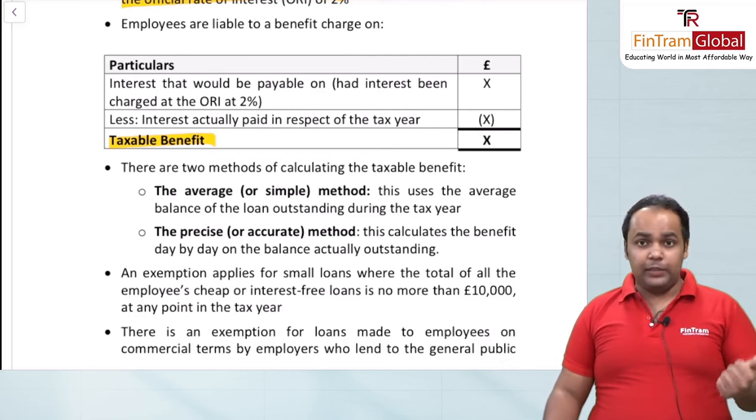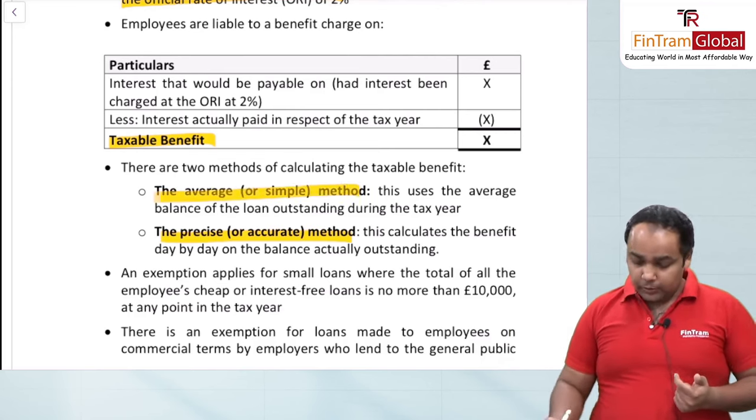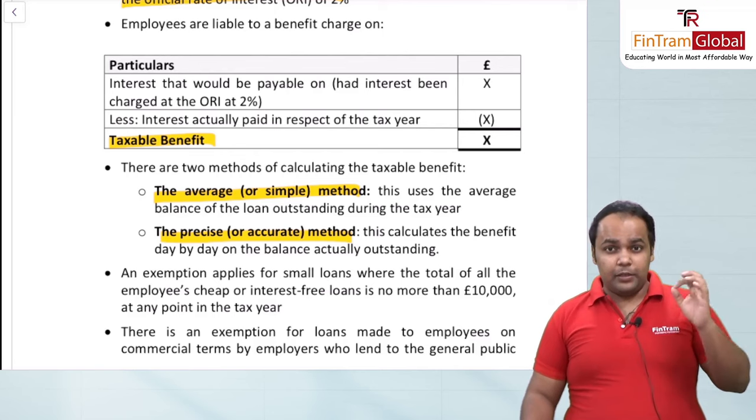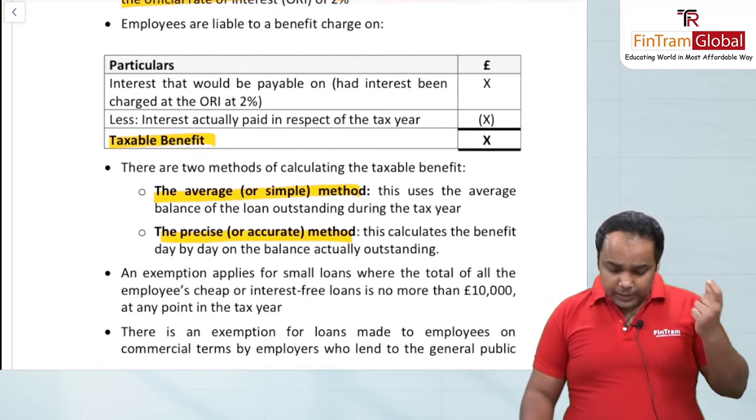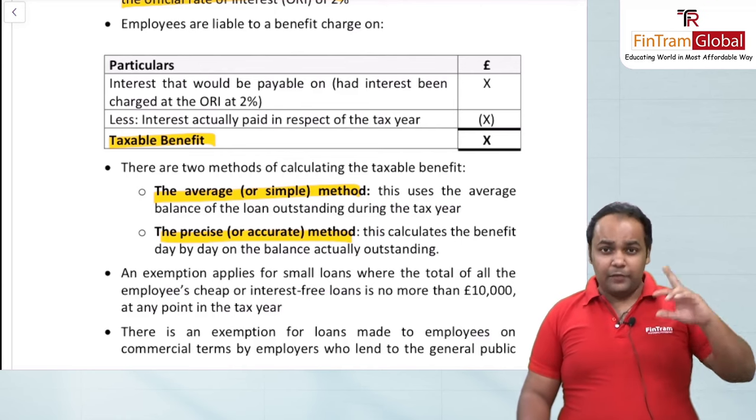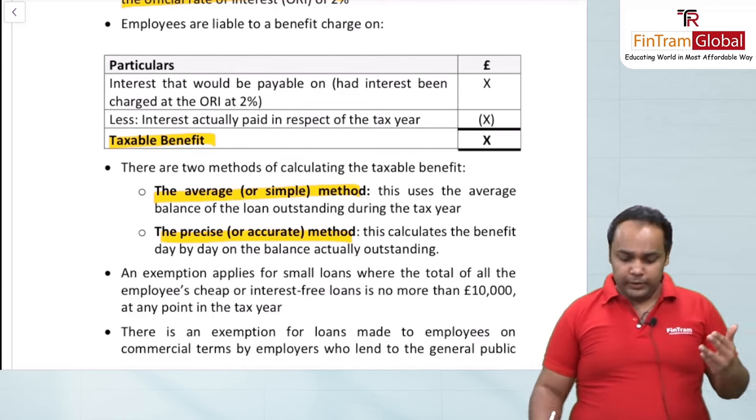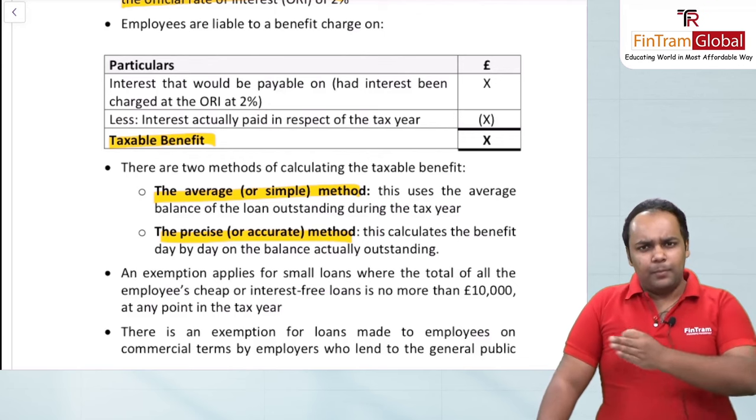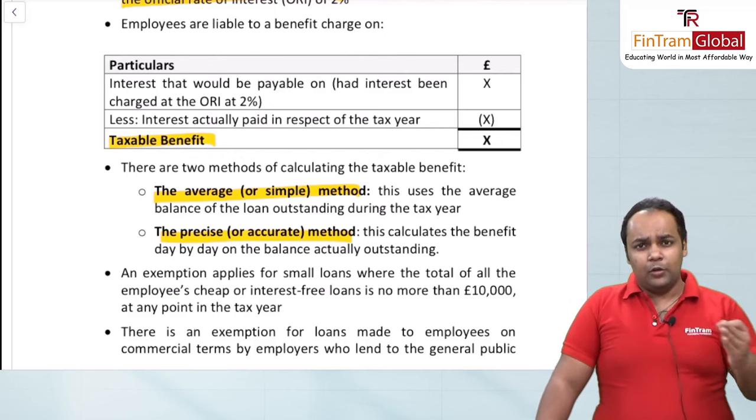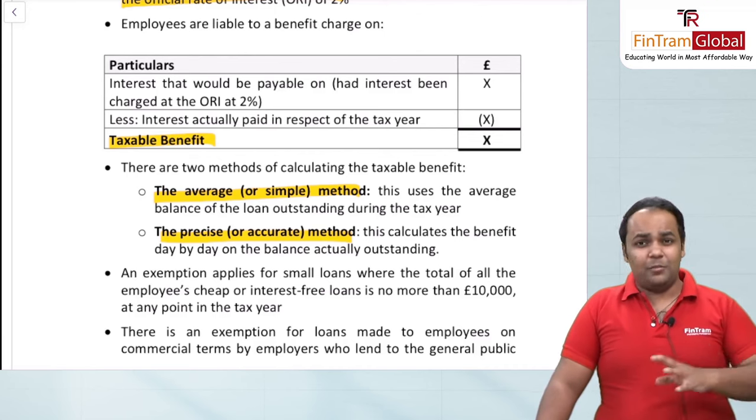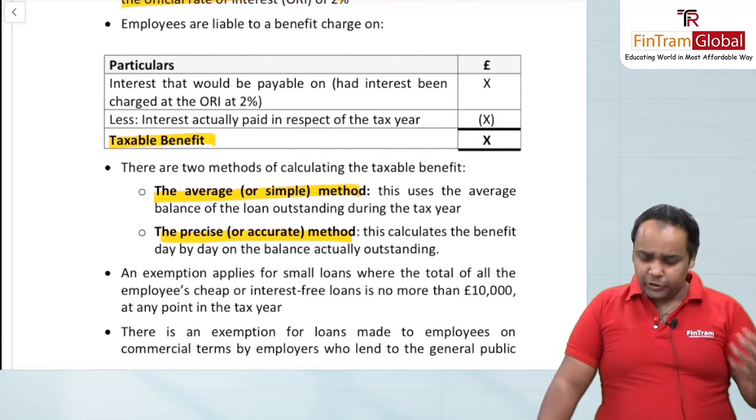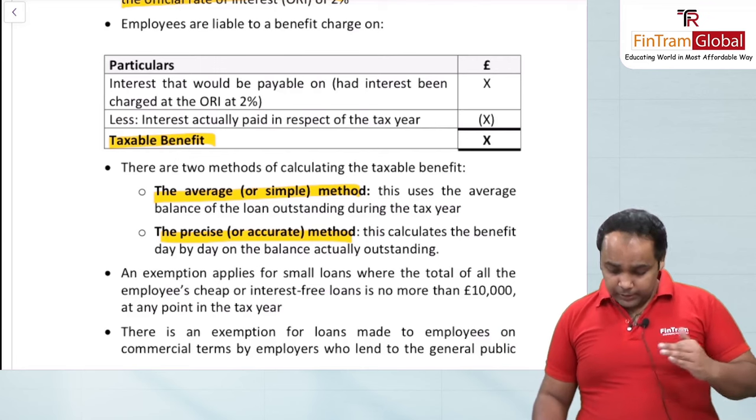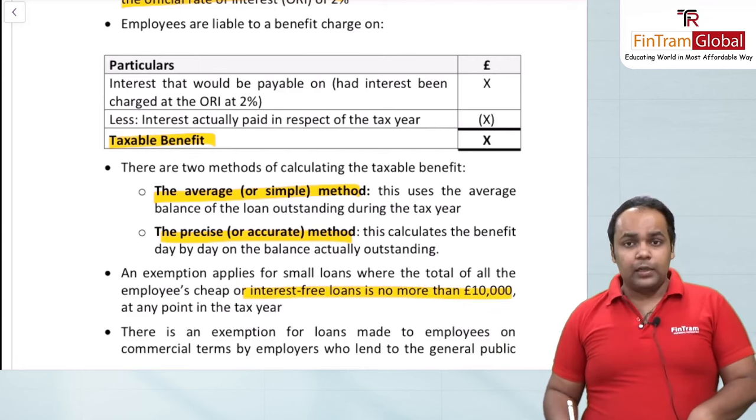And there are two methods of calculating, the average method and the precise method. We discussed that during the session, so please go back and learn these sessions well. Just to give you a brief overview, an average method is when we use the average outstanding balance of the loan to calculate the interest. And precise, accurate method is when you use month-wise balances of outstanding interest. There's not much difference between the two, so you can use it in the exam interchangeably. But remember one thing, that beneficial loan benefit is exempt if the loan is no more than 10,000.